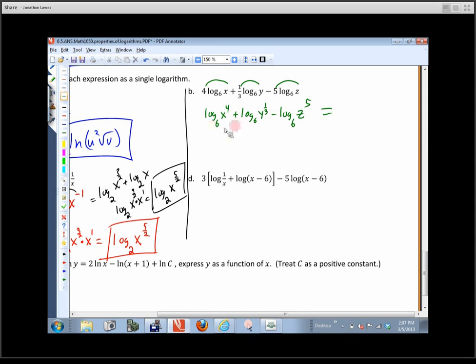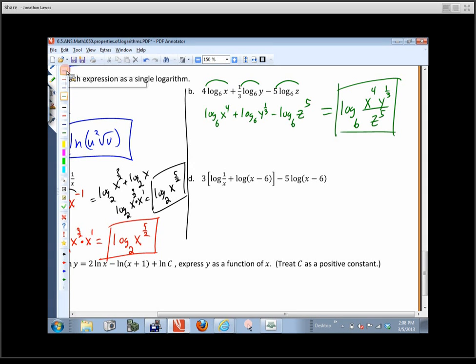And because they're all single logarithms using the same base, I'm going to write log base 6 and use that property in reverse. Anything with a positive, where does it go? On the top. Anything with a negative? On the bottom. So what goes on the top? x to the 4th, y to the 1/3, and on the bottom, z to the 5th. Now, if you want to change that into a cube root, go right ahead.